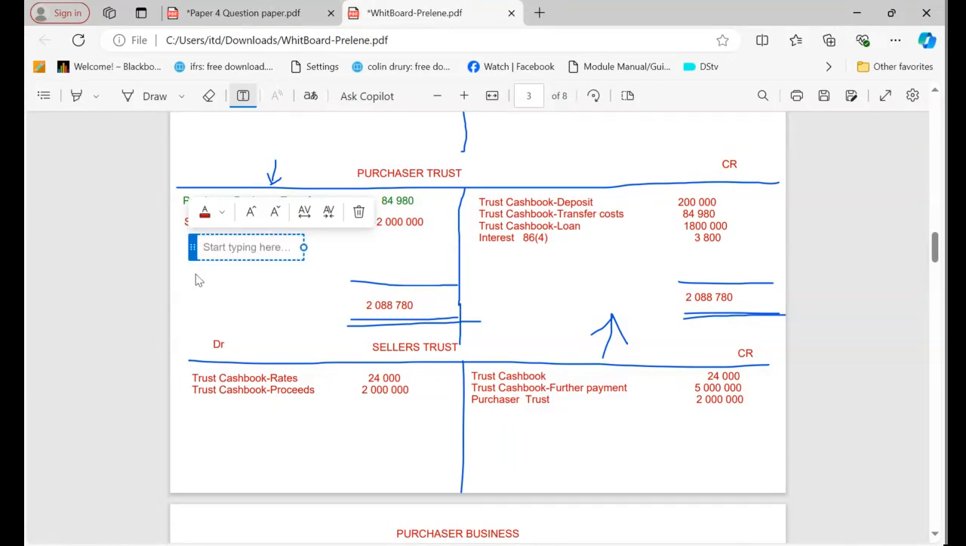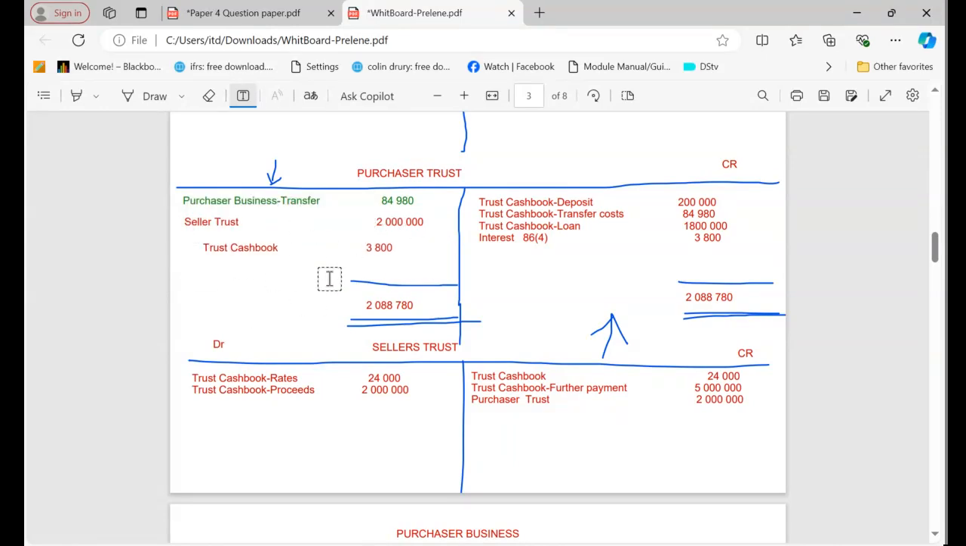That's why it was too much for me when you gave me those millions. Oh, okay. So this is what we need to pay our purchaser from the trust cash book. It's 3.8. And if you remember, this is the amount that was coming from the interest.